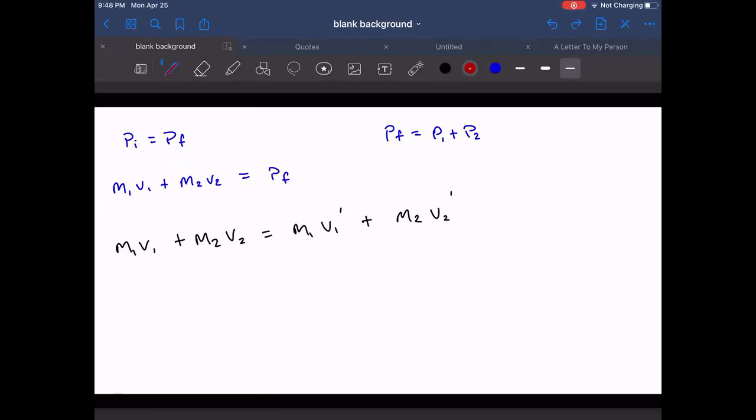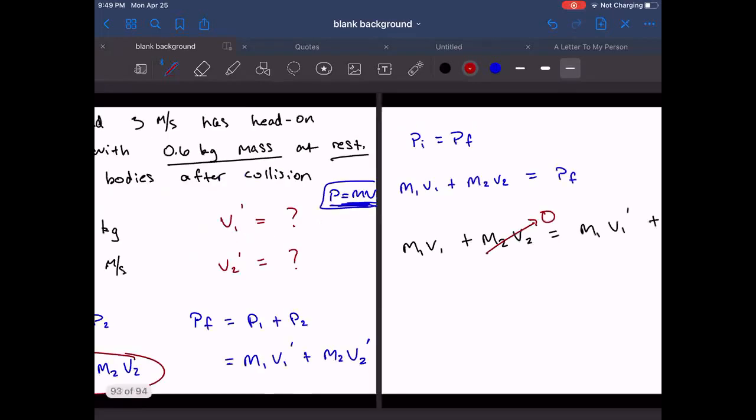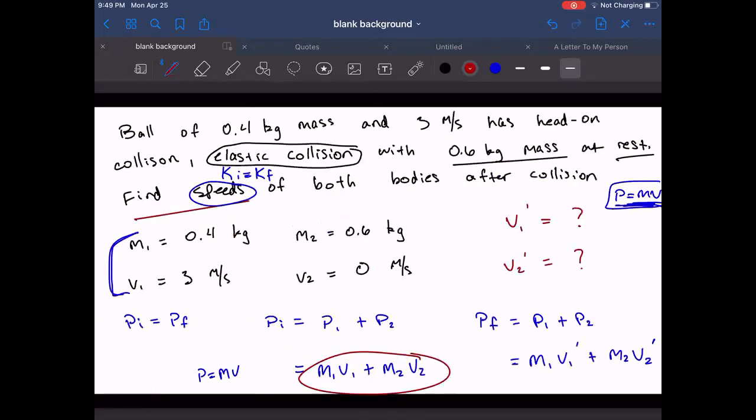So remember, the second object was just sitting there, right? So that's 0. No momentum in that second object initially. And I'm going to change what I said a little before, just that it is too complicated for what you're going to see. Find speed of second body.